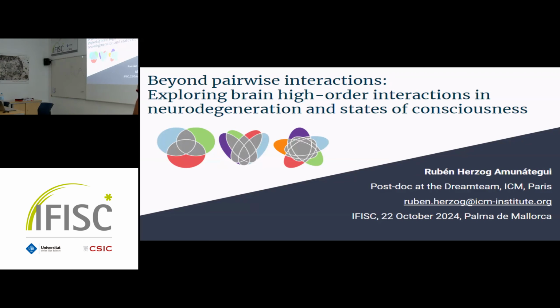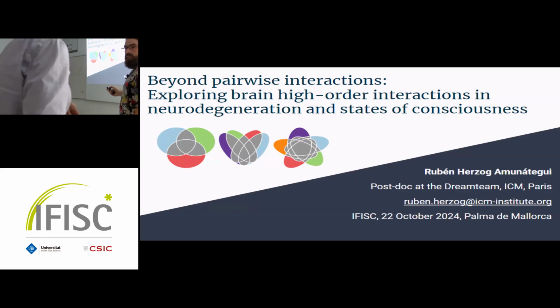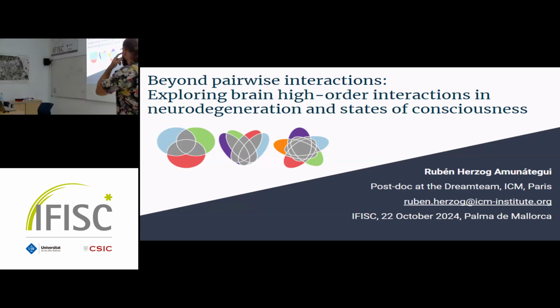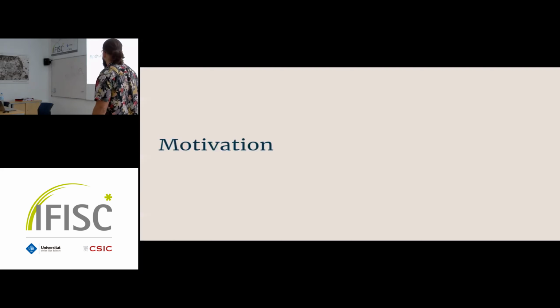So I will start with this presentation, which is Beyond Pairwise Interactions: Exploring Brain High-Order Interactions in Neurodegeneration. I will be talking about an approach for quantifying and measuring high-order interactions that is general enough for different multivariate systems, but in particular the brain, because it's my main interest. And this picture is just a way of expressing the idea of high-order interactions in this gray zone in between different variables. So let's start with the motivations.